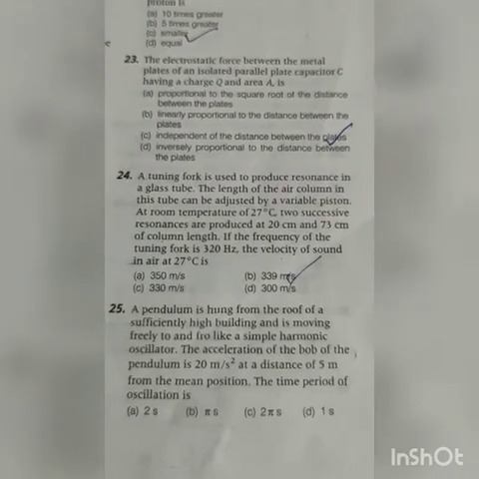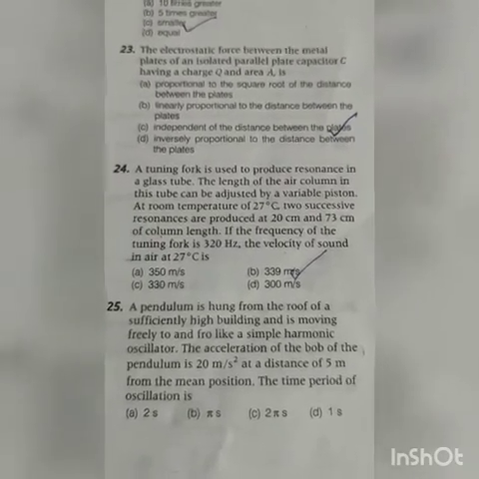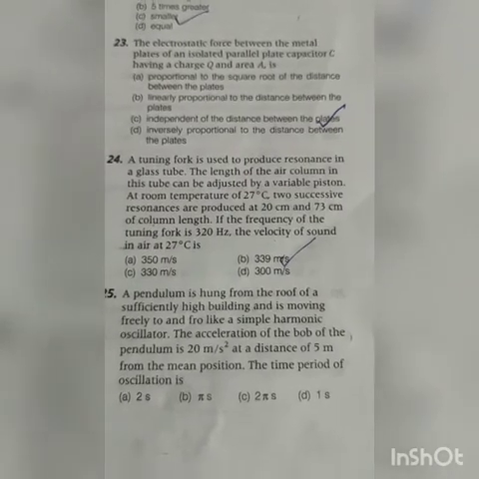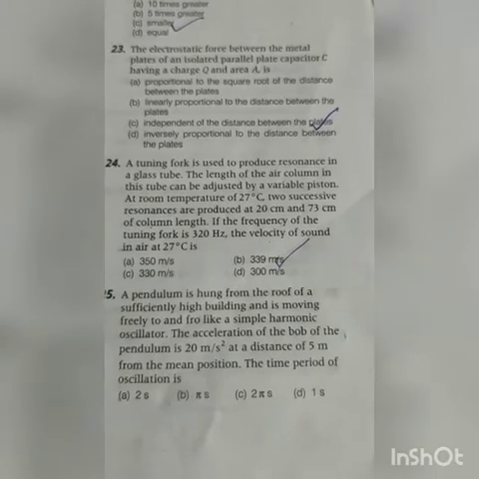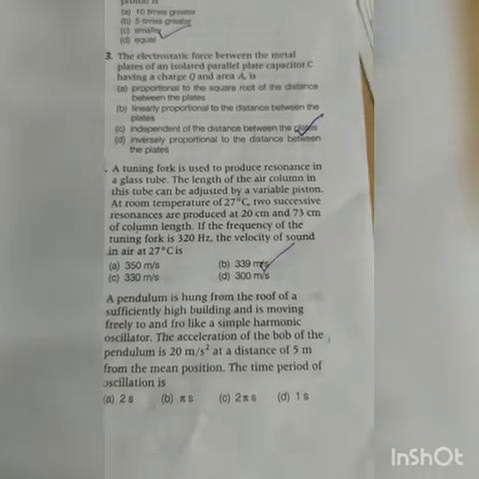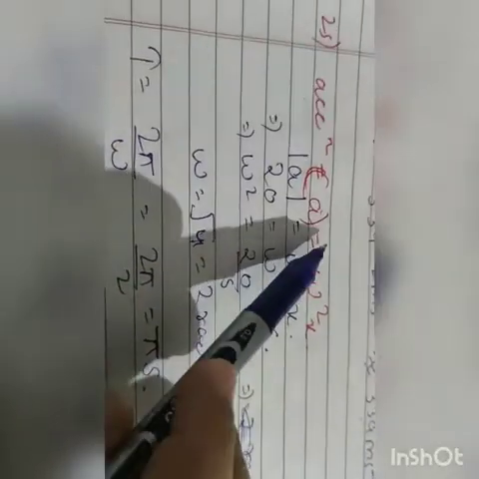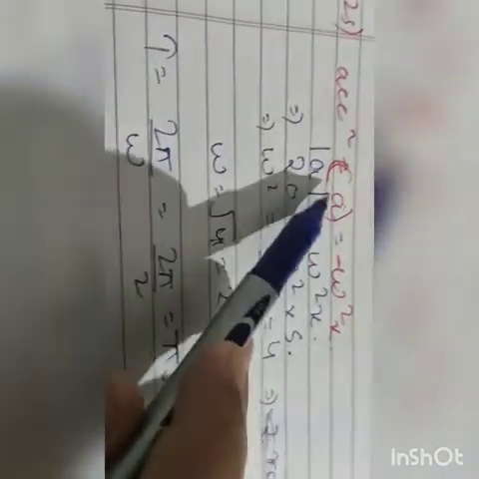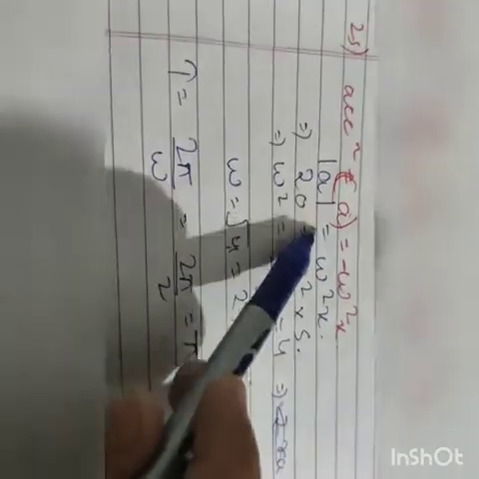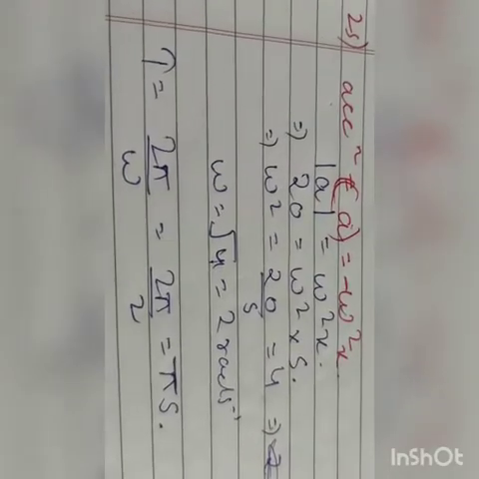Now, our question number 25. A pendulum is hung from the roof of a sufficiently high building and is moving freely to and fro like a simple harmonic oscillator. The acceleration of the bob of the pendulum is 20 meter per second square at a distance of 5 meter from the mean position. The time period of oscillation is... Now, acceleration in simple harmonic motion is minus omega square x. So we will not use the minus; we will just take the modulus here, and also time doesn't come in negative. It comes only positive.